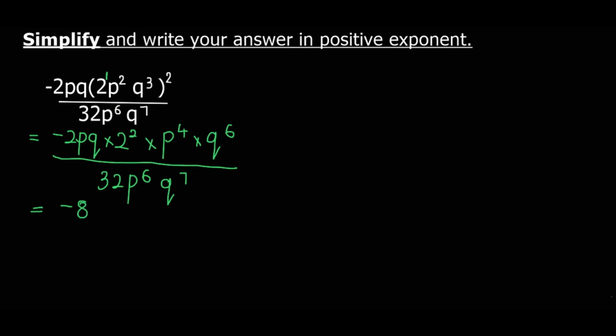And then from here we multiply the same variables. We have p, which means we write p to the 1 and then add the exponents. 1 plus 4 gives 5. And then after that we look at this one, q. The exponent gives 1. This means we write q to the 1 and then 1 plus 6 gives 7. And then below, we also multiply.